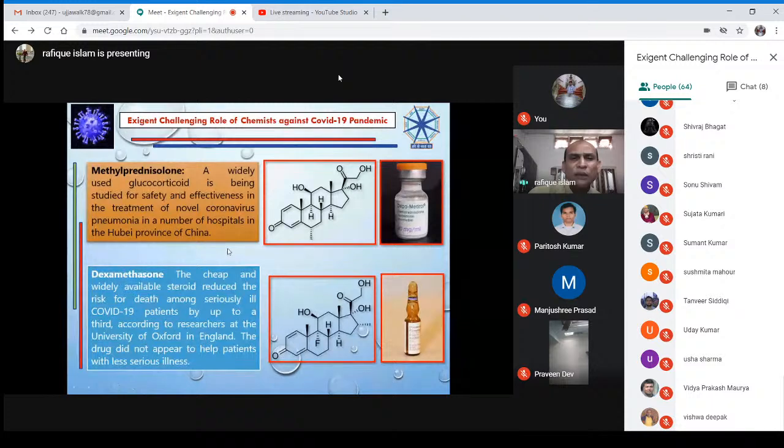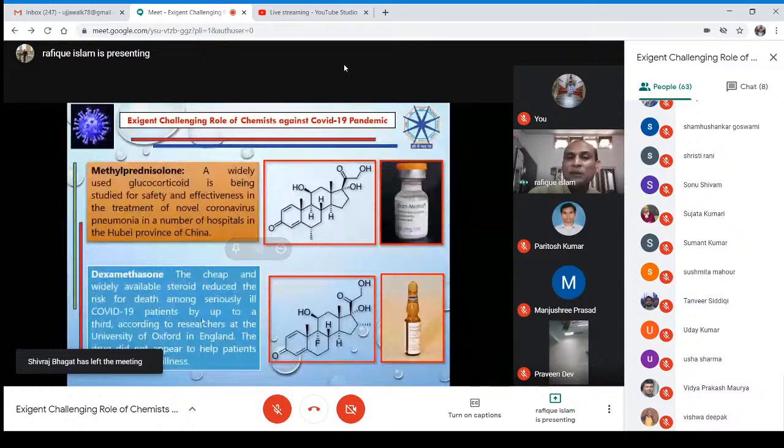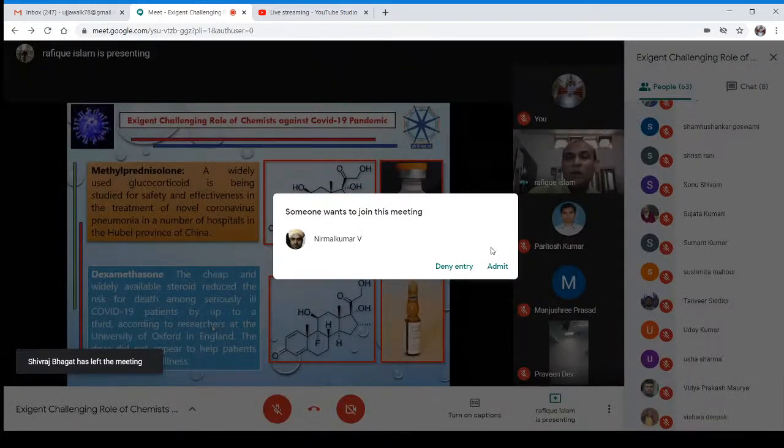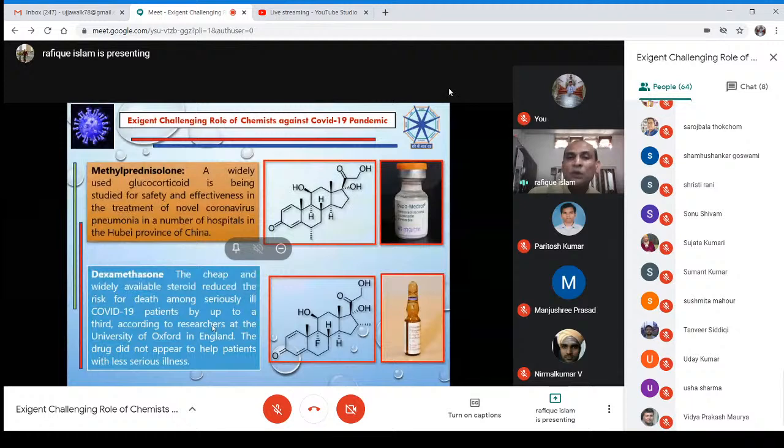The next medicine is dexamethasone. All of you know, I think, it is basically used for asthma patients. That means when they have a problem in the respiratory system, this medicine is used as SOS. This is a cheap and very widely used steroid that reduces the death risk among COVID-19 patients by up to a third. That's why the University of Oxford is investigating this one, but it is not useful for less serious illness. They are using it only for severely ill people.